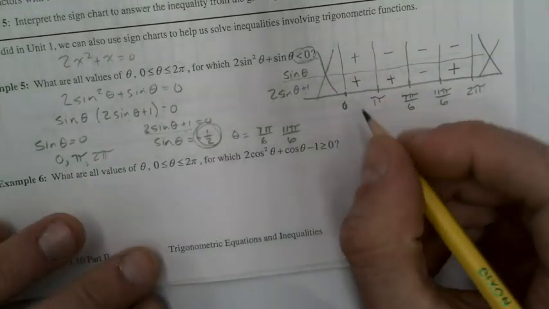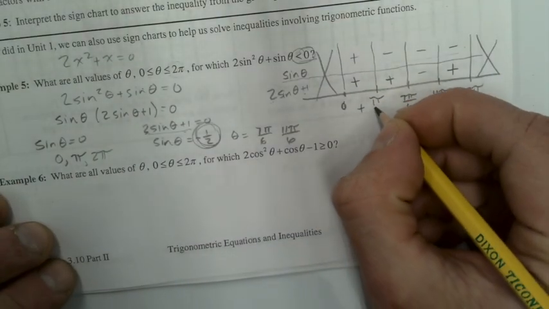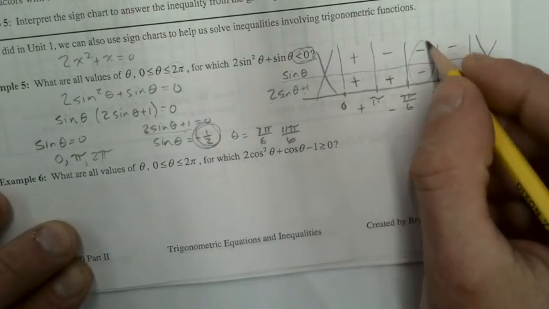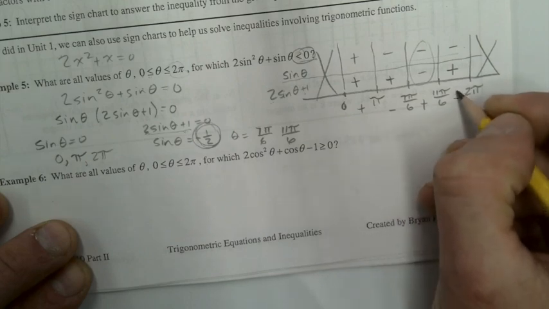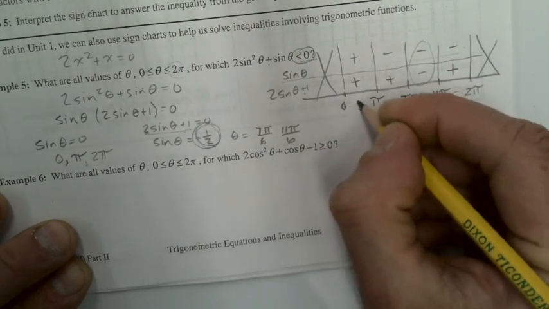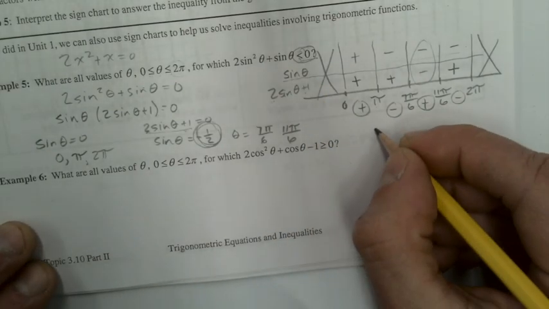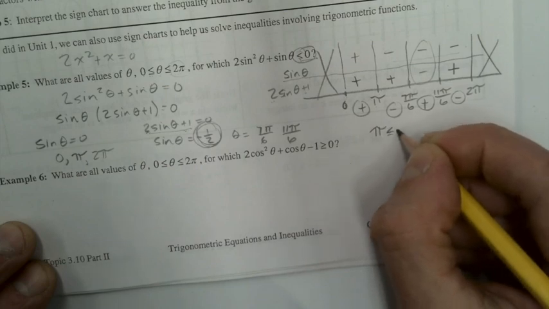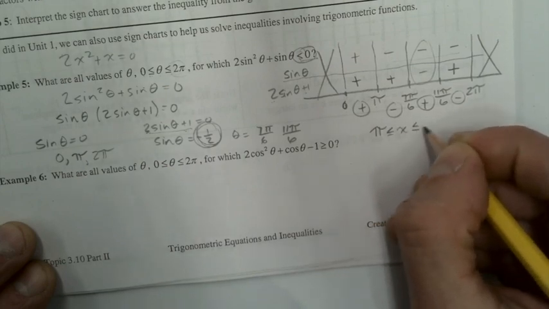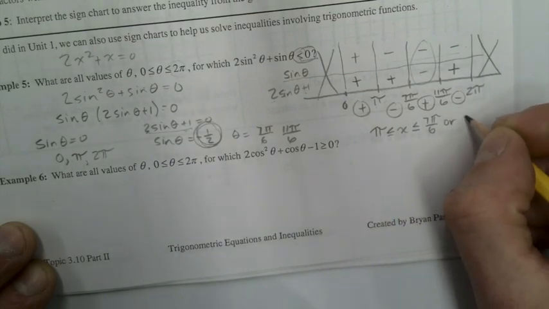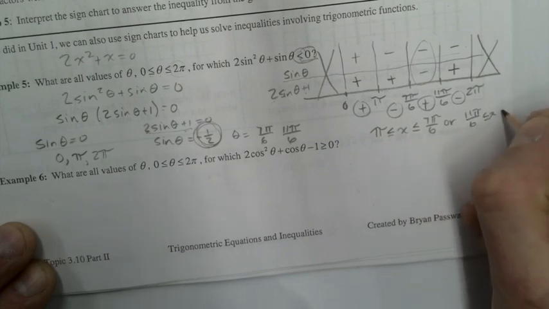Overall, this function then is positive from 0 to pi, negative from pi to 7 pi over 6, positive here, and negative here. What do we want from this function? Well, we want it to be less than 0, so that would be from pi is less than or equal to x is less than or equal to 7 pi over 6, or 11 pi over 6 is less than x, less than or equal to 2 pi.